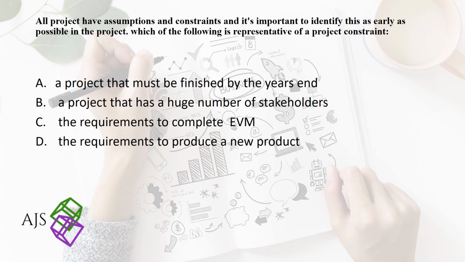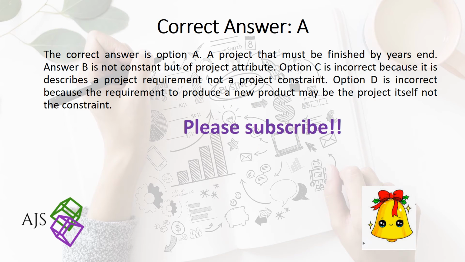And the correct answer is option A. A project that must be finished by year's end. Answer B is not a constraint but a project attribute. Option C is incorrect because it describes a project requirement, not a project constraint. Option D is incorrect because the requirement to produce a new product may be the project itself, not the constraint.